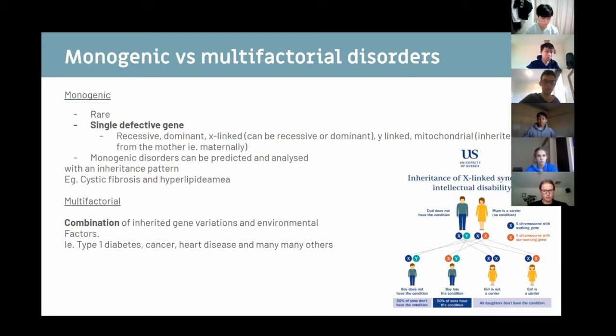They're often very easily predicted and highly associated to the disease. There's not many environmental factors necessarily. Whereas multifactorial disorders, for example type 1 diabetes, are when a combination of many different inherited gene variations, as well as different environmental stimulus and factors, contribute to the development of a condition. So monogenic, single defective gene leads to disorder; multifactorial, many variables.